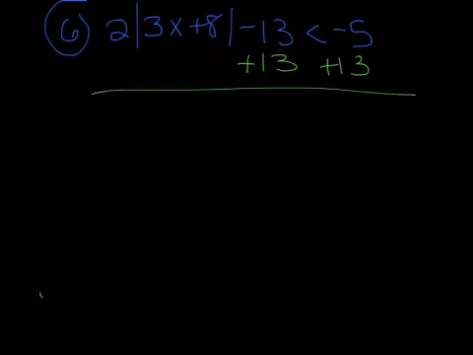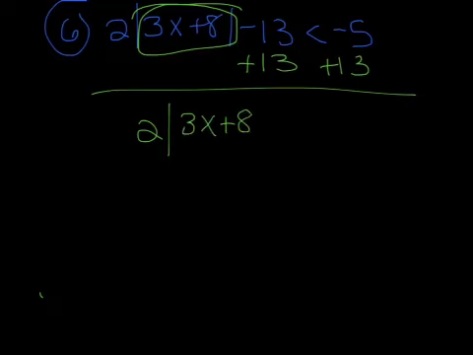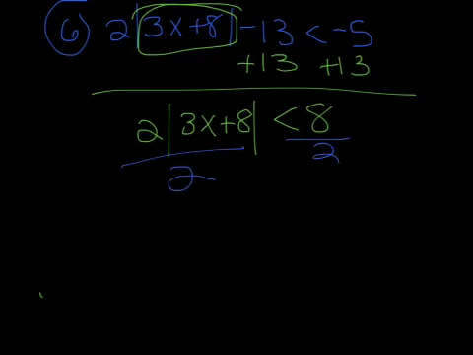So once again, I need to get the bars by themselves. Everything there has to be alone. I end up getting 2 times the absolute value of 3x plus 8 is less than 8. Then I need to get rid of that 2 by dividing both sides by 2. So now I forgot a bar. Now I need to split this up into 2.